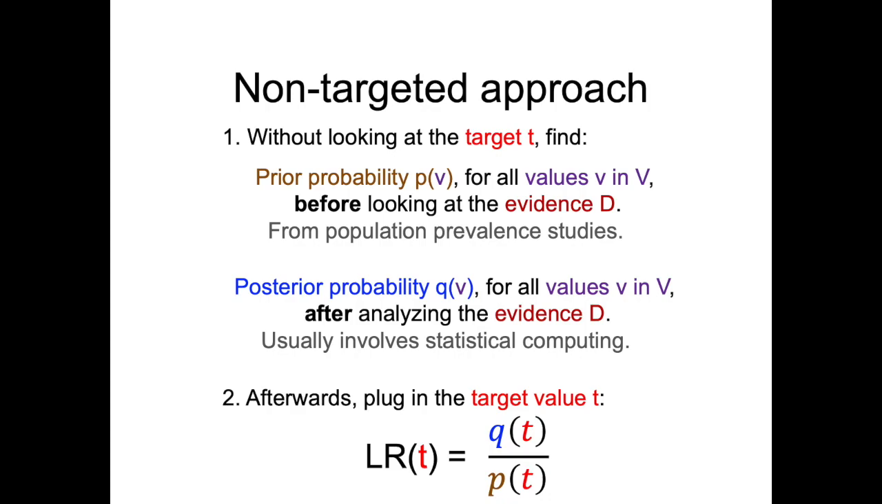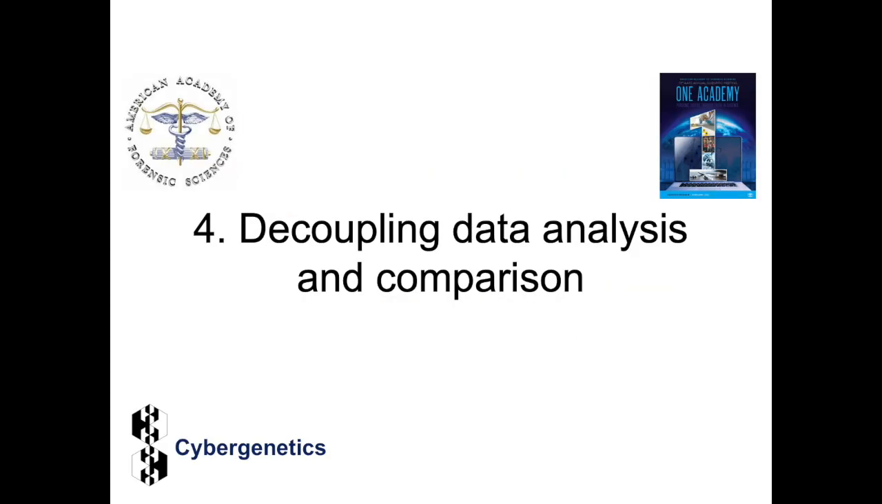That comes next. In step 2, after having determined the prior and posterior probability functions for every possible value, simply plug in the target value. Here we see that the likelihood ratio of the target is just that ratio of probabilities, posterior Q, evaluated at T, divided by the prior probability, also evaluated at target T. This non-targeted approach lets us decouple data analysis from comparison. They're done in 2 different steps.